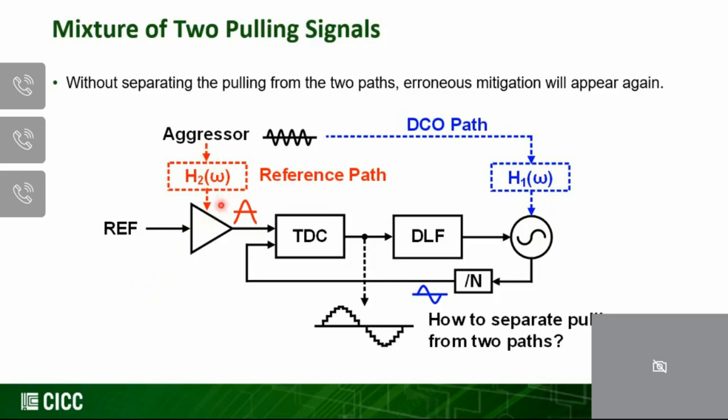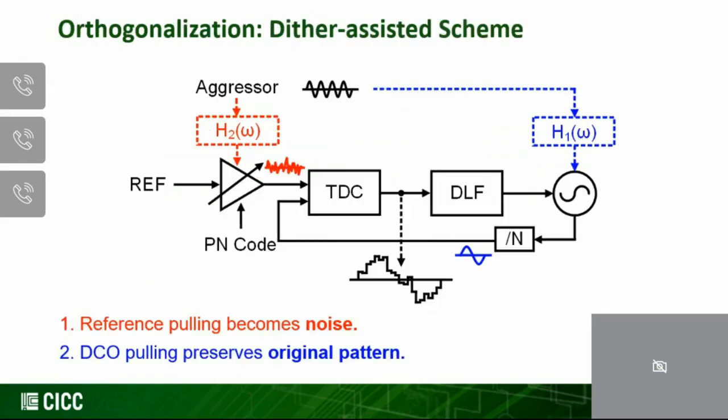Okay, so in order to do this cancellation or mitigation of the pulling signals, we need to somehow separate the two paths. That's why we propose this dither-assisted scheme to separate the coupling mechanism of the two paths, from the input and also for the output. In this case, we dither the input clock by shifting the phase of the input, and then we can separate the disturbance from the oscillator and from the input. So essentially, on the high level, the idea is that by doing this, I can randomize the pulling signal from the reference path, but I will keep the original waveform from the DCO path.